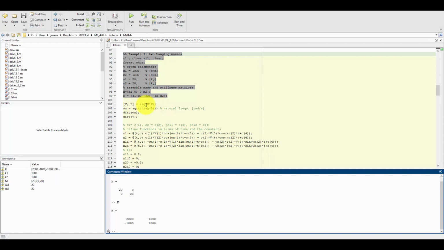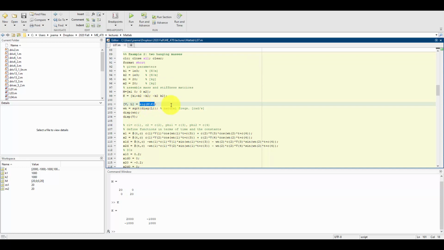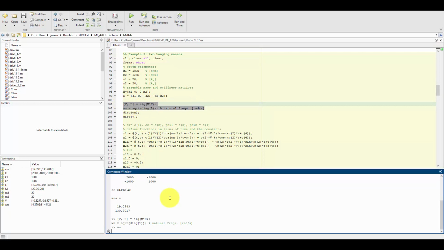I'll start with the eigenvalues, since that's what's going to lead us to finding the natural frequencies. If we take the eigenvalues of M inverse K, or in MATLAB M backslash K, we'll get the same thing. These are the eigenvalues of M inverse K, and remember the natural frequencies are the square roots of the eigenvalues. So that's what I can do in this next step here. I'll just run these two lines. So the natural frequencies omega n are the square roots. The square root of 19.1, we get 4.37. And for the square root of 130.9, we get 11.44.